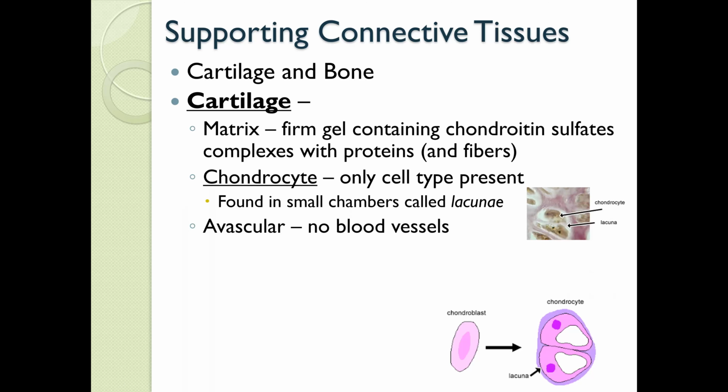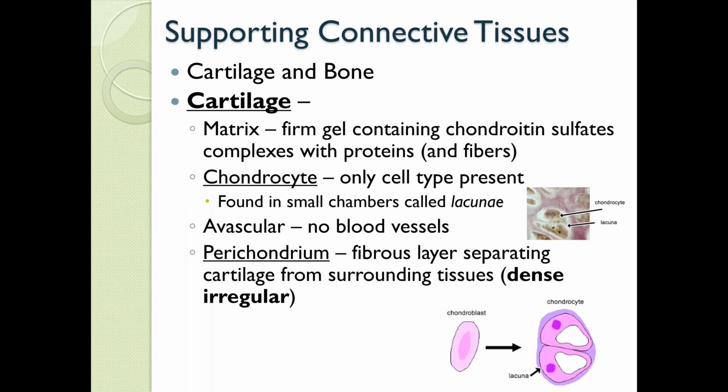Cartilage is avascular, like epithelial tissue. That means that it has no blood vessels, so the chondrocytes are only able to get nutrients by diffusion. And usually in your joints, you've got synovial fluid, which helps with the diffusion of nutrients and gases to and from the chondrocytes.